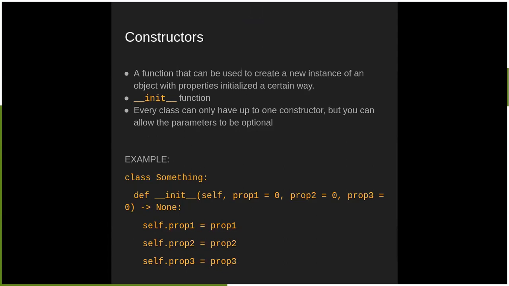So here's an example. I wrote a class called something, and it just has the init function with the parameters self, prop1, prop2, and prop3, but you can add as many or as few props as you would like. And I made all three of these props optional by defaulting them to the value 0. And then the init function usually returns None. And then I would say self.prop1 equals prop1, and then continue assigning all of the props to the class.